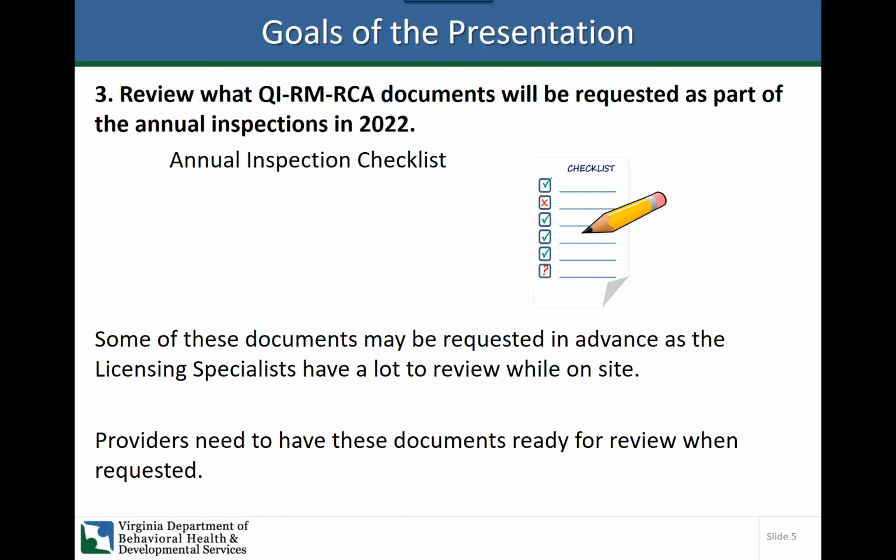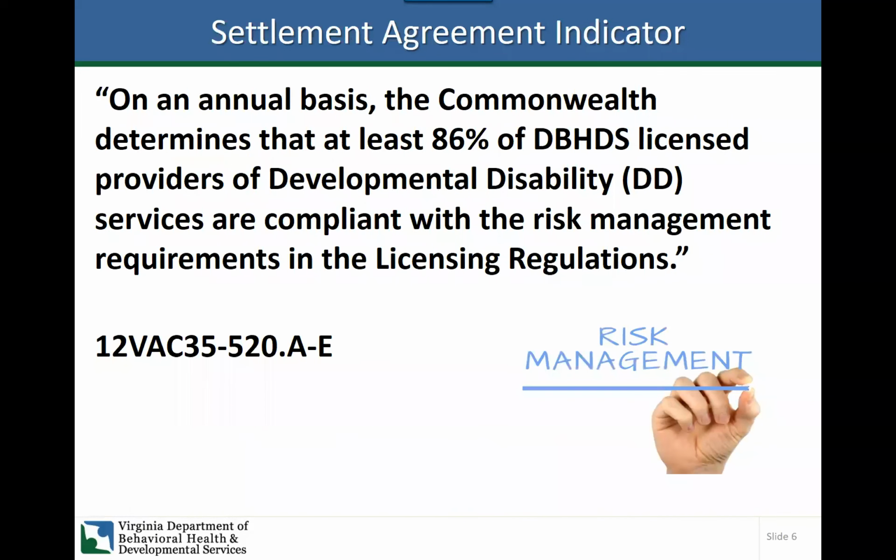So let's begin with the next slide, which is that DBHDS's efforts to achieve compliance with the Commonwealth Settlement Agreement with the U.S. Department of Justice includes what are called agreed upon indicators. This slide includes one of those indicators. So the Office of Licensing collects critical information related to DD providers' compliance with all of the risk management regulations. So in a way, this is one of DBHDS's measurable goals.